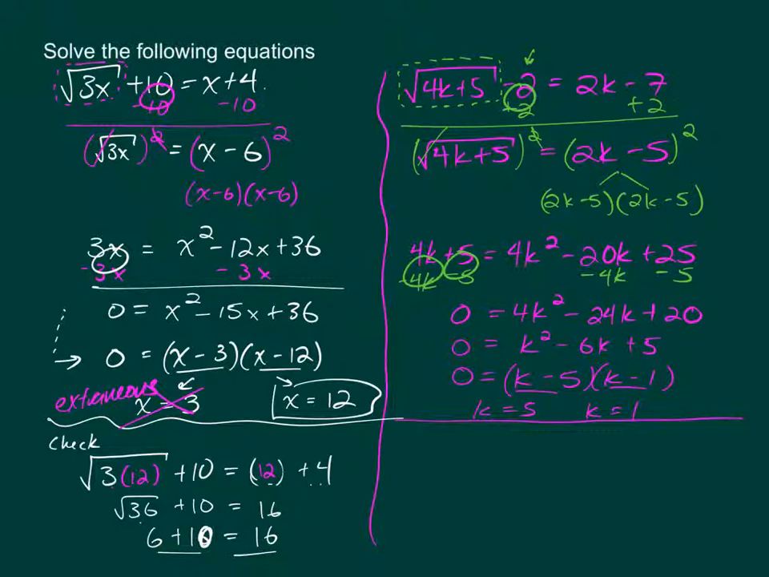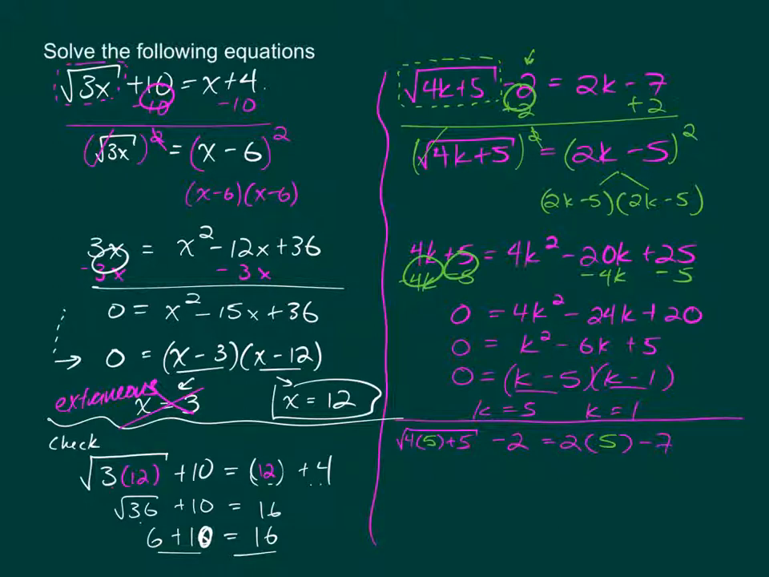And that's pretty easy. You can just go back to the original equation. This is the square root of 4 times something plus 5, all inside the square root, minus 2, equals 2 times something minus 7. And you can pick either answer to start with. I'm going to start with k equals 5. So I'm going to put a 5 here and a 5 here. And we're just going to simplify this left and right to see if we get the same thing on both sides of the equation. If we get the same thing, it's a good answer.